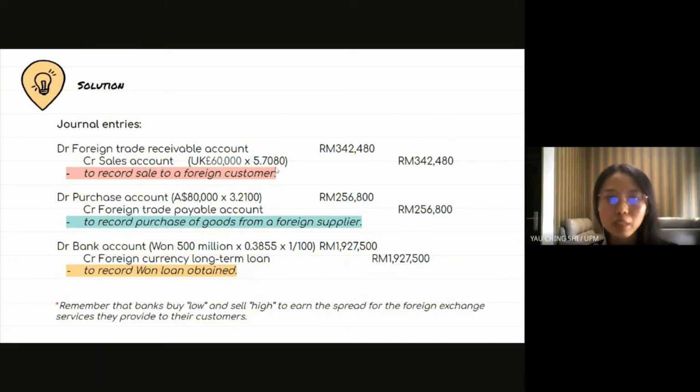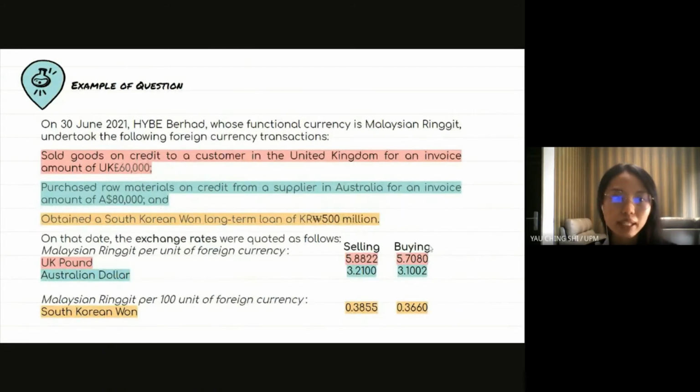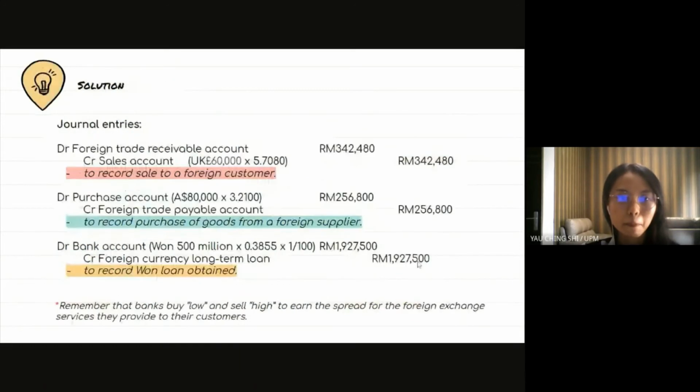But which rate will we need to choose? The exchange rate is this one, the buying rate. Because the question itself is a selling transaction, we will be using the buying rate. I forgot to mention that this is the selling and buying rate of the bank. So we will choose this rate, and then multiply this rate with the currency amount, resulting in this number. And this is to record the sales to a foreign customer.